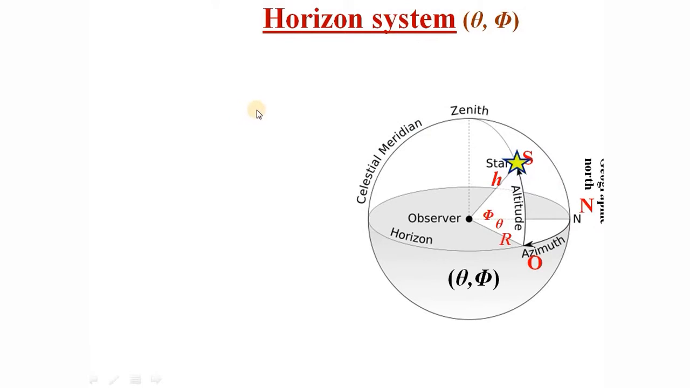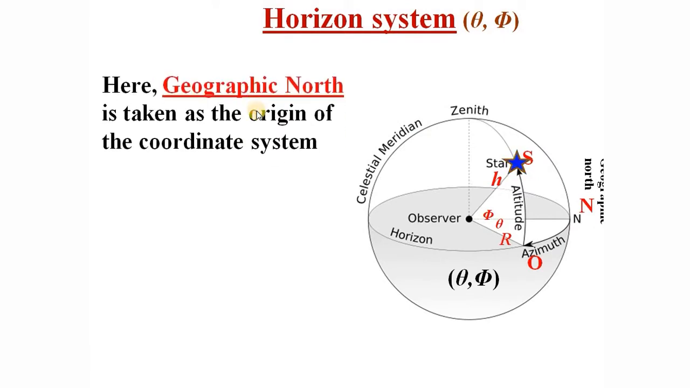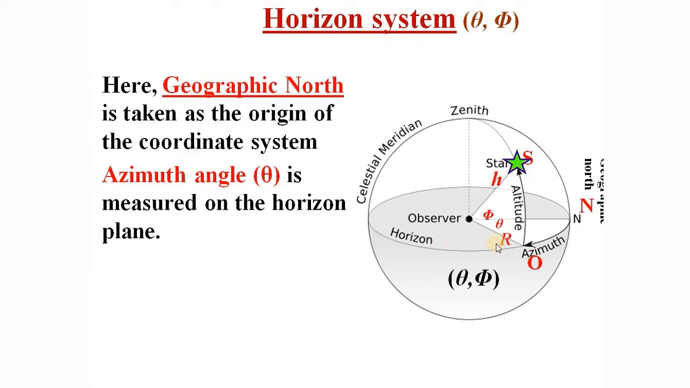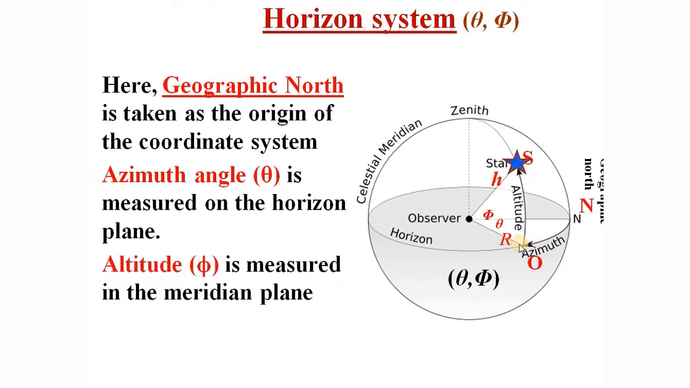Let's sum up once again what is done in the horizon system. Here, geographic north is taken as the origin of the coordinate system. Your measurement begins from geographic north. Secondly, the azimuth angle is measured on the horizon plane, and your angular measurement is done in this plane. That angle is the azimuth angle, designated as theta. The second angle is called the altitude angle, and that is measured in the meridian plane. In the figure you can see this is the meridian plane for the altitude angle.